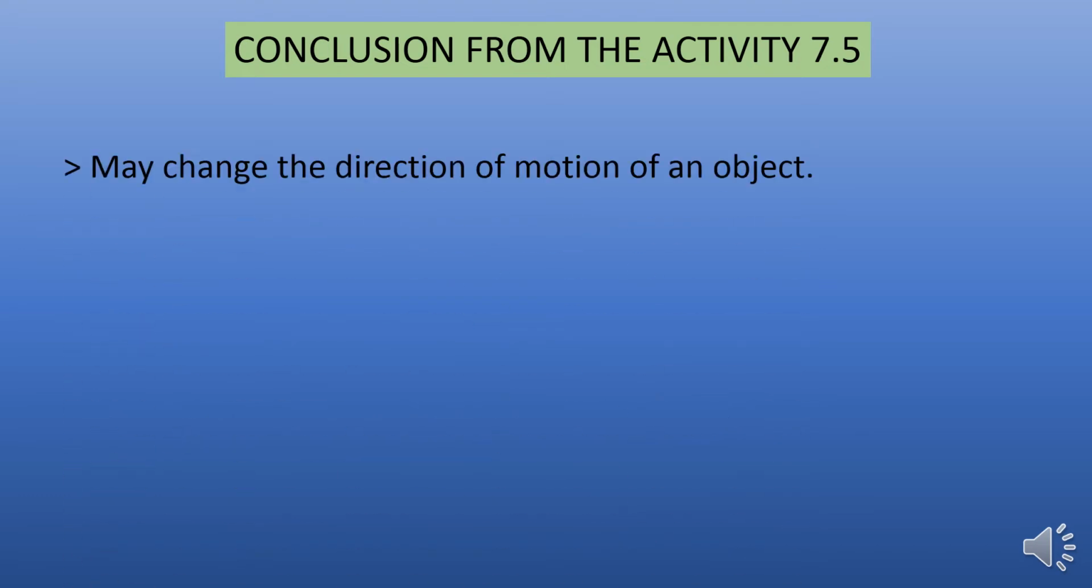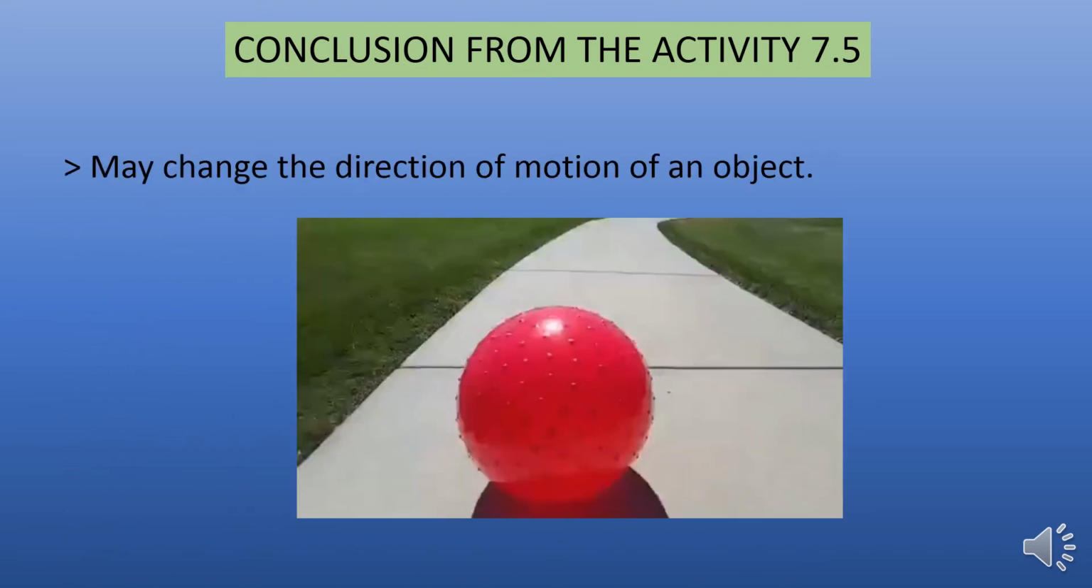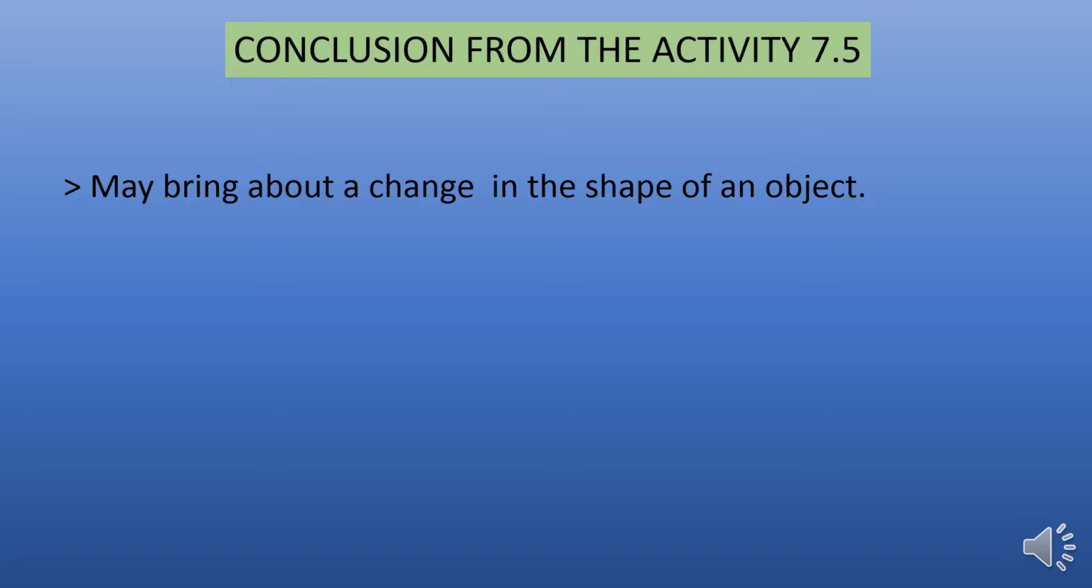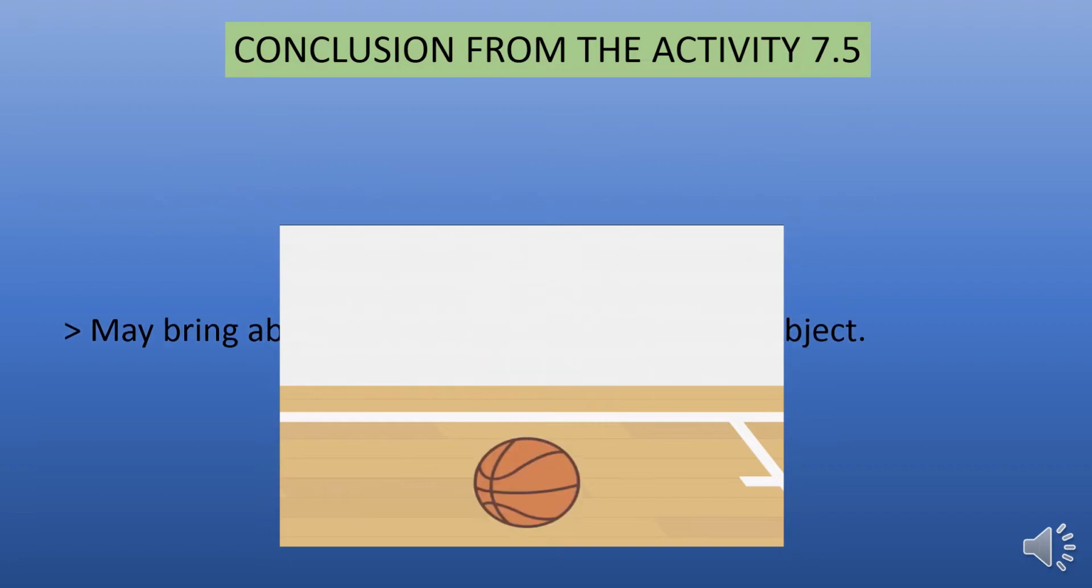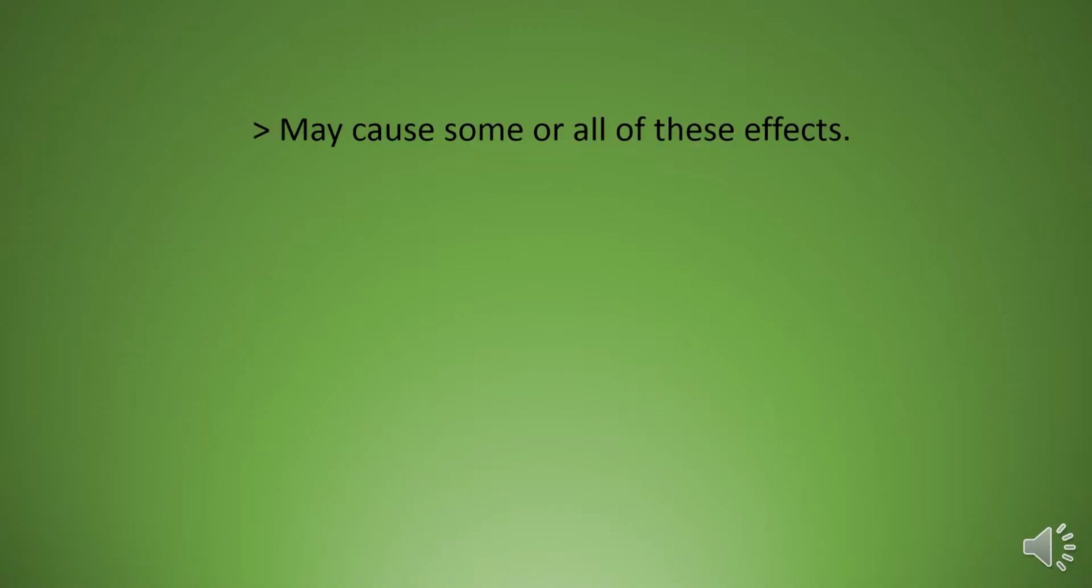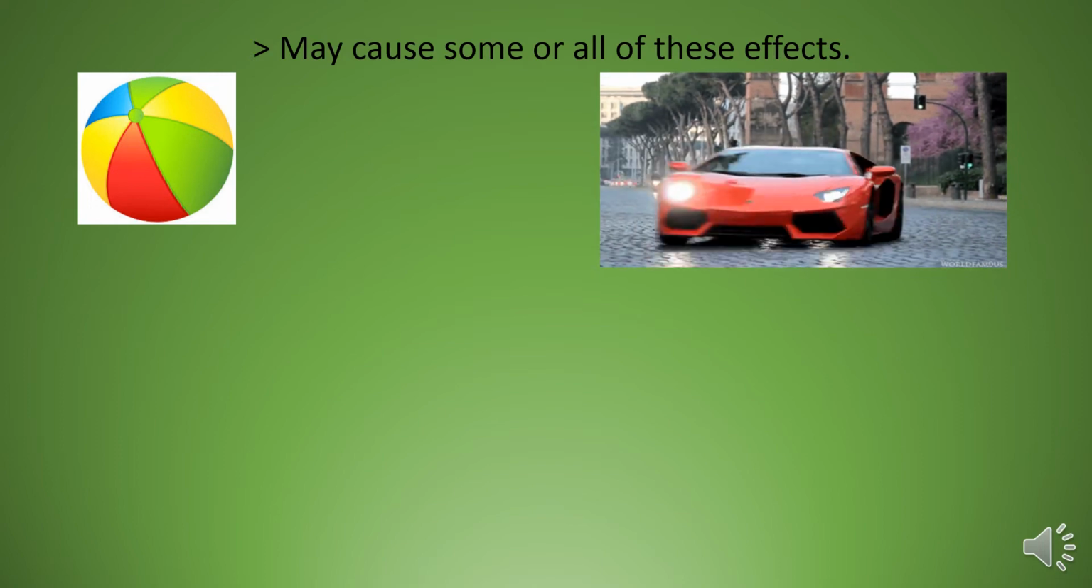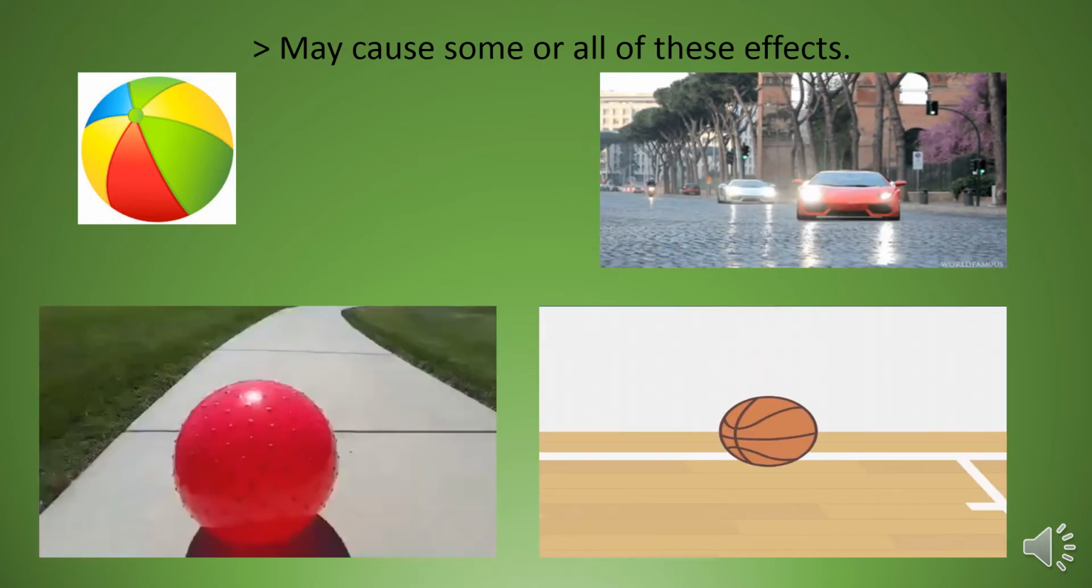Then the third one is that force may change the direction of motion of an object. While moving, what will happen with the object? The object may change its direction. Then, force may bring about a change in the shape of an object. By applying force on the object, the shape of the object may get changed. And the last one is that force may cause some or all of these effects.